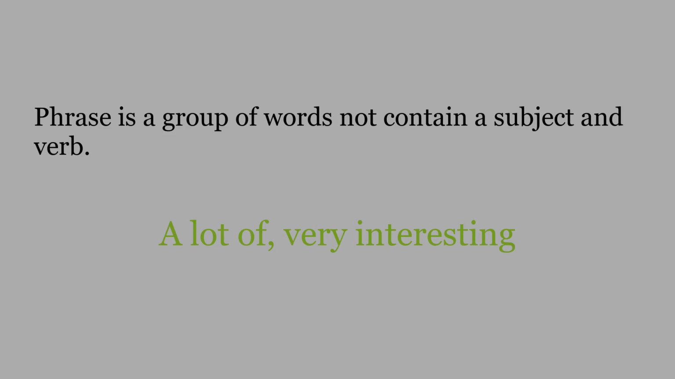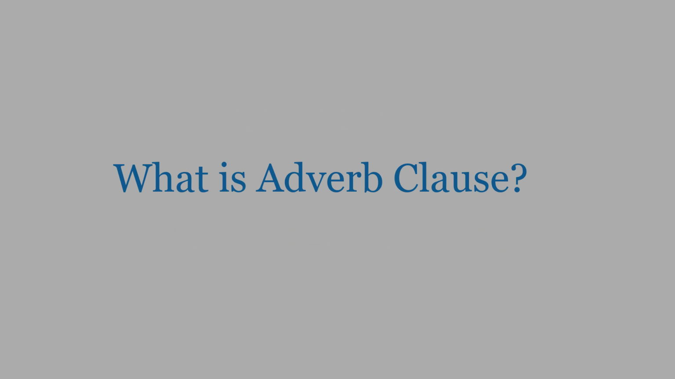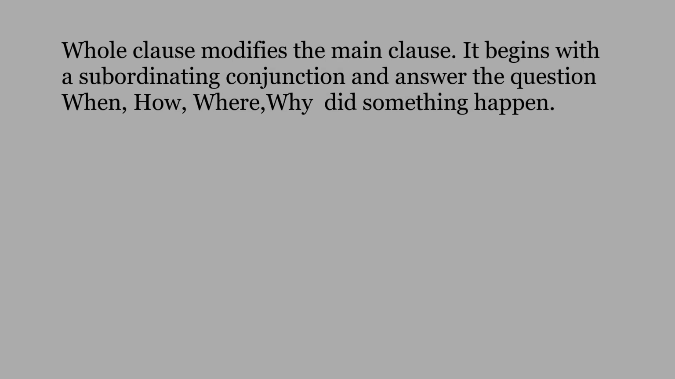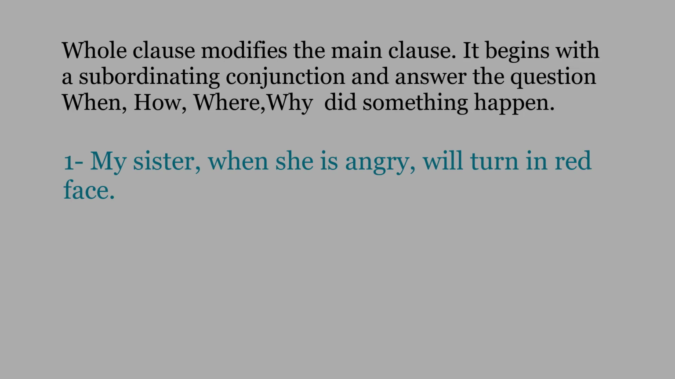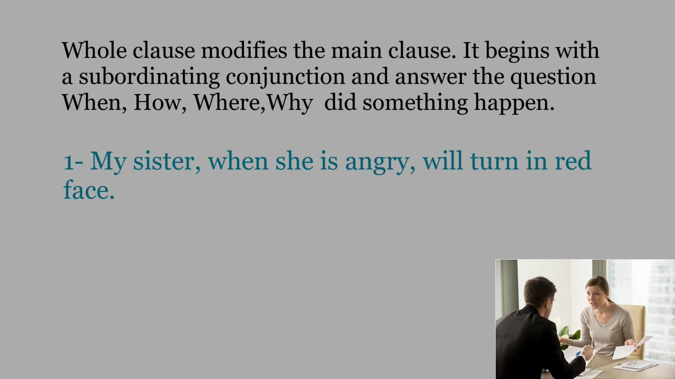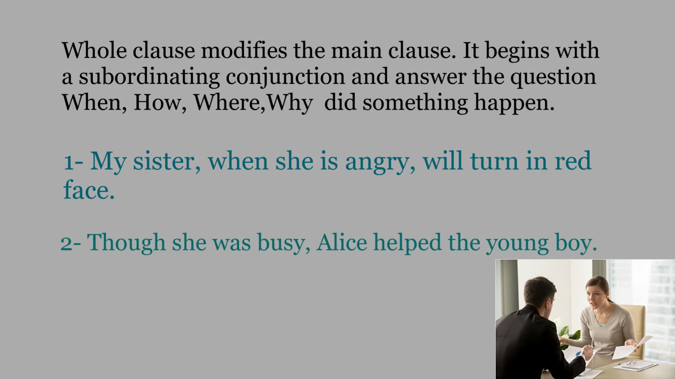A phrase is a group of words that does not contain a subject and verb, such as a lot of, very interesting. What is an adverb clause? An adverb clause is a whole clause that modifies the main clause. It begins with a subordinating conjunction and answers the question when, how, where, why did something happen. Example number 1, my sister, when she is angry, will turn red in the face. Example number 2, though she was busy, Alice helped the young boy.